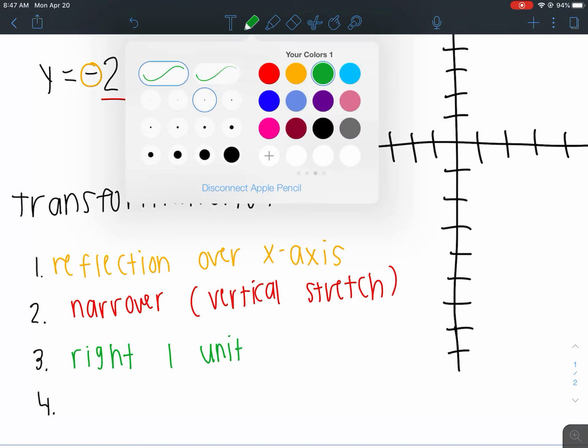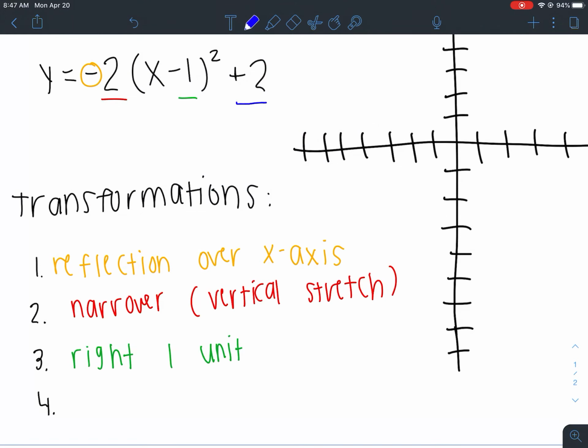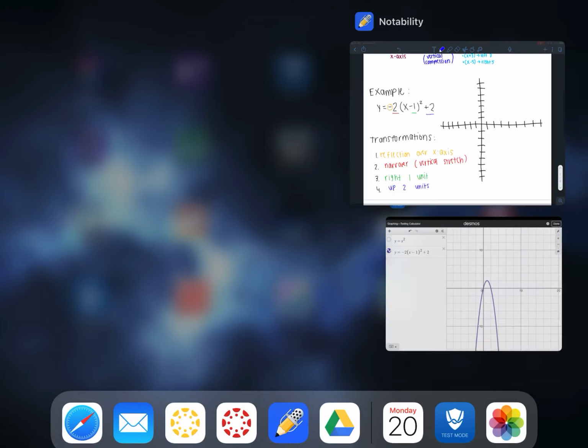Okay, and then lastly, the last thing I noticed is the +2 on the outside. Now that is on the outside, which means it's going to either go up or down. Now if it's up or down, it's going to be exactly what you think, so it's going to be up 2. Okay, so we have 4 transformations here. Let's go ahead and graph this.